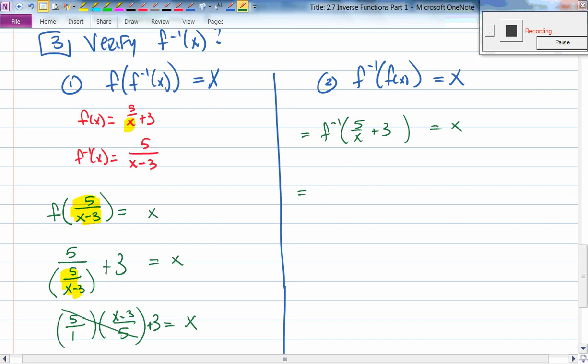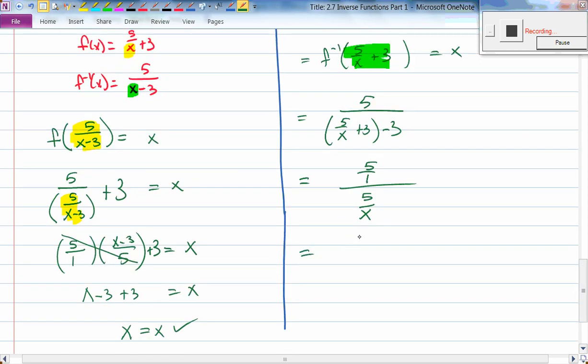So I'm going to take everything that I see here, and I'm going to plug it into the inverse function, which is right there, for that x. So I end up with this. I end up with 5 divided by, now I'm replacing x with a 5 over x plus 3. And then notice I have a minus 3 in the denominator. Well, some really nice things begin to happen. I get 5 over 1, all divided by, 3 minus 3 goes away, this is like 5 over x. When I take 5 over 1 and I multiply by x over 5, the 5's cancel. Check it out. I get x and is equal to x.